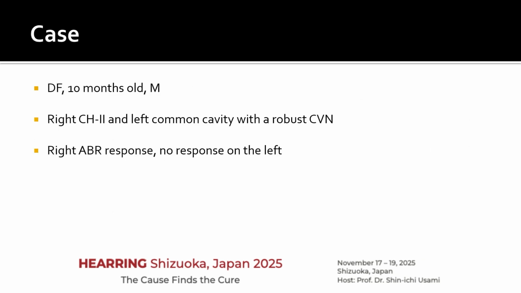So we have a case to present. This is a case that was referred to us after the Niagara meeting from Alberta, a 10-month-old kid with a right cochlear hypoplasia type 2 and a left common cavity with a robust cochlear vestibular nerve. On the audiological testing, there was some ABR response on the right, but no response on the left.